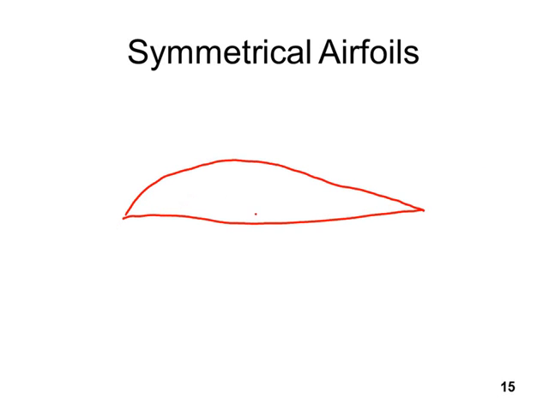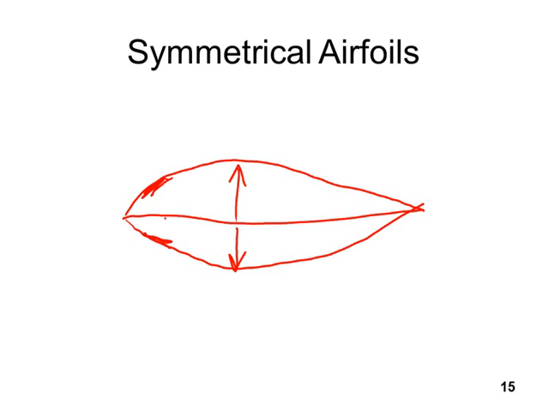All right, I want to talk about symmetrical airfoils. A symmetrical airfoil is if I draw an airfoil and the top, see if I can do it, is exactly the same as the bottom. So if this distance right here is exactly that distance right there, and the curve here is the same as the curve here, then this is a symmetrical airfoil.